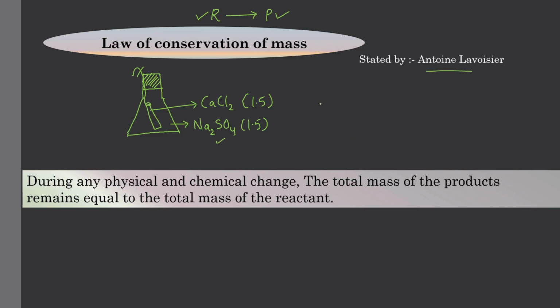The product we are going to get is calcium sulfate. Along with that, sodium chloride is produced. And after calculating their masses, we'll get to know the mass of product is 3 gram. What is the mass of reactant? It is 1.5 plus 1.5, that is 3 gram. So we can prove the mass of reactant is equal to mass of product.